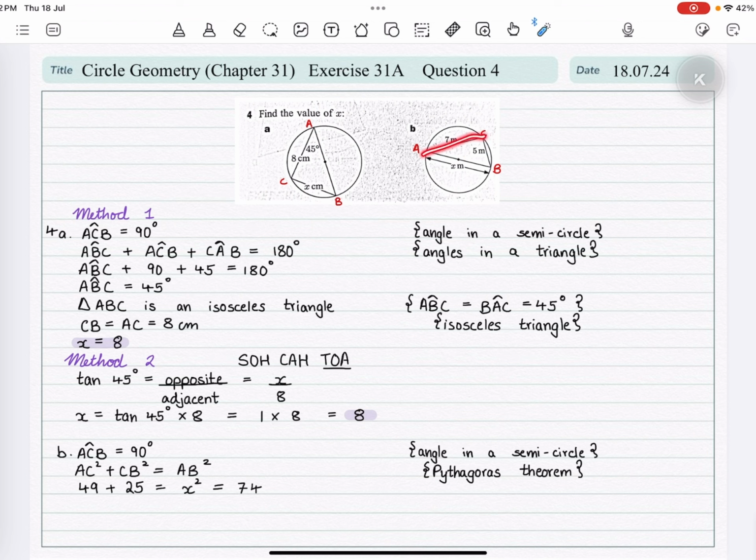AC is equal to 7, so 7 squared is equal to 49. CB is equal to 5, 5 squared is equal to 25. AB is equal to x, so x squared. 49 plus 25 is equal to 74, x squared is equal to 74, x is equal to root 74, and root 74 is equal to 8.60. Now the answer can be given in either root 74 format or 8.60. Both are absolutely fine, and if you calculated these two questions, well, good.